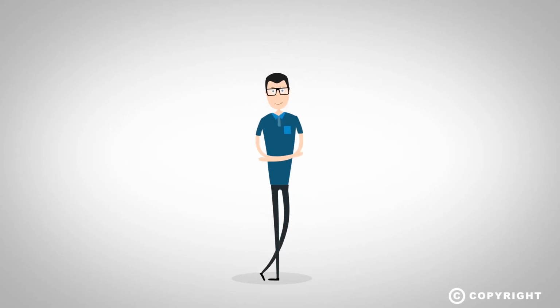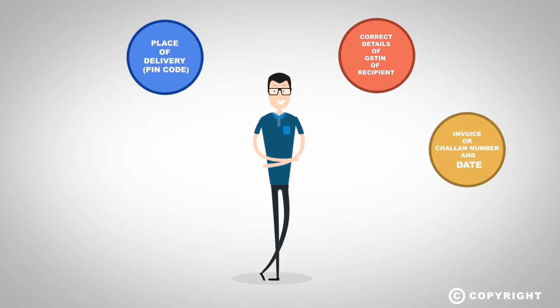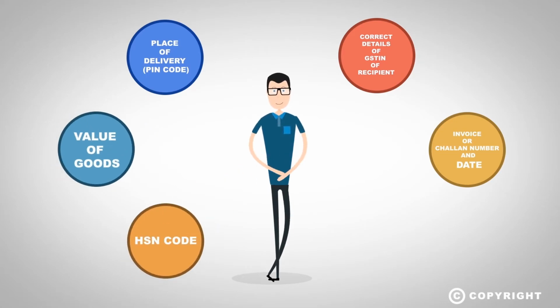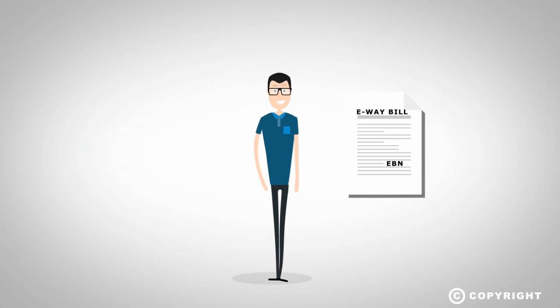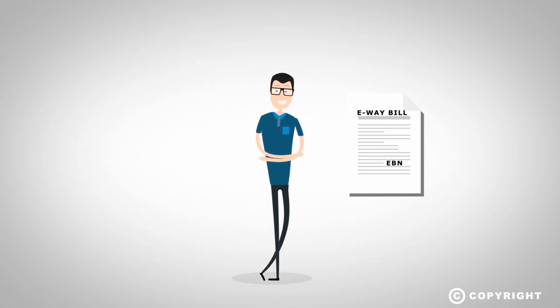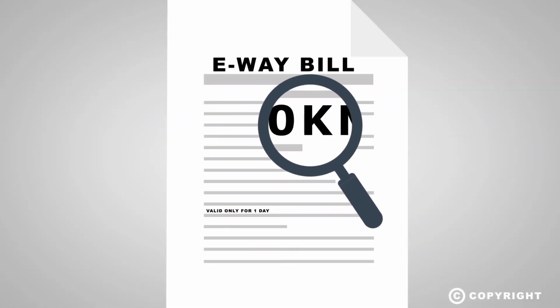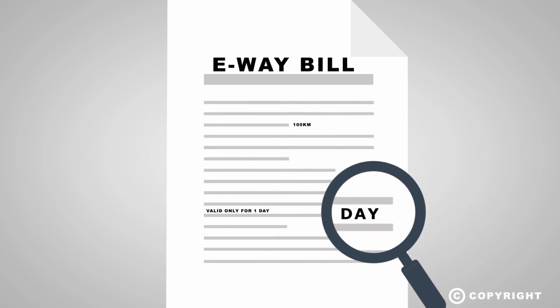In order to generate the EBN, one needs to provide correct details of the GSTIN of the recipient, place of delivery, that is PIN code, invoice or challan number and date, value of goods, HSN code, and transporter details, vehicle number. Moreover, the validity of the EBN depends on the distance to be traveled by the goods. For example, if the distance is within 100 kilometers, the generated e-way bill is valid only for 1 day.